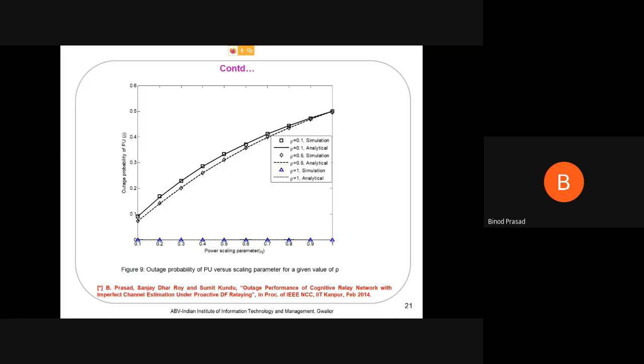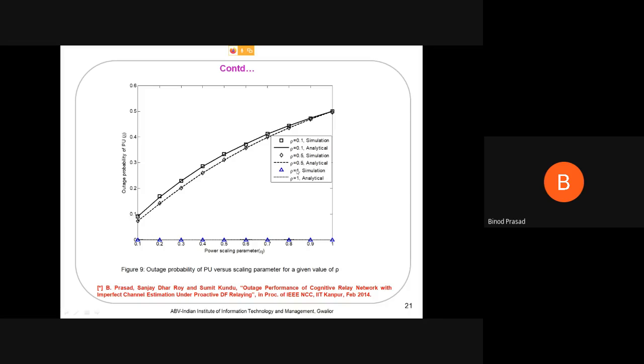So with that kind of scheme, you can see that if we are increasing the scaling factor, the outage probability at the PU will get increased, because if you increase the scaling factor, power gets increased and then outage. But obviously, if you see the correlation coefficient, rho equal to 0.1 is the upper one, and then rho equal to 0.5 is the lower one, this dashed one, and then if you take rho equal to 1.